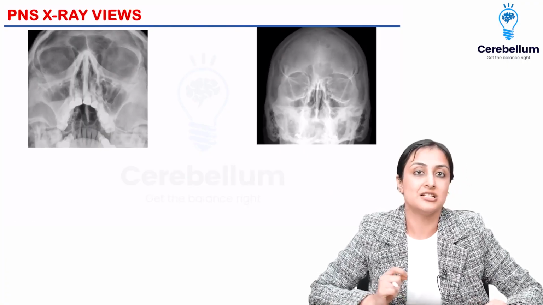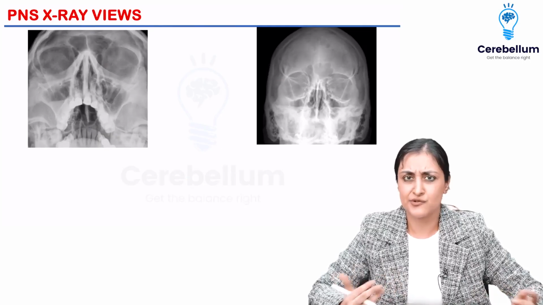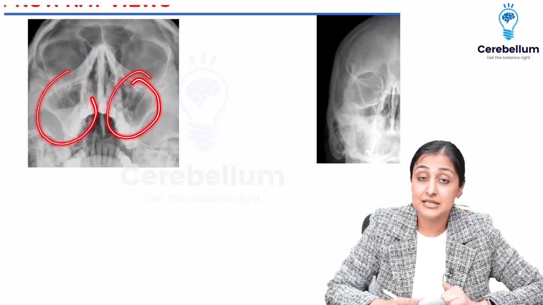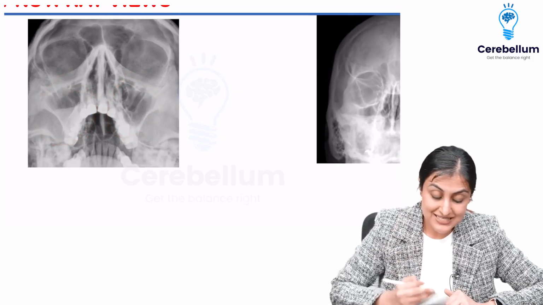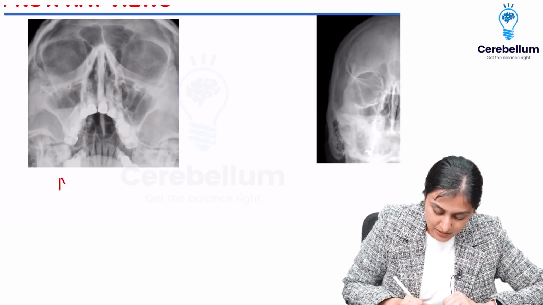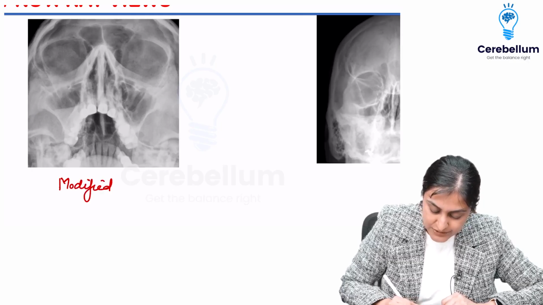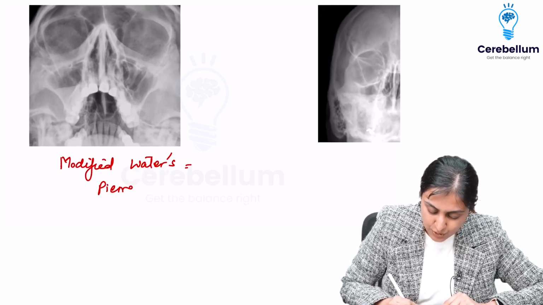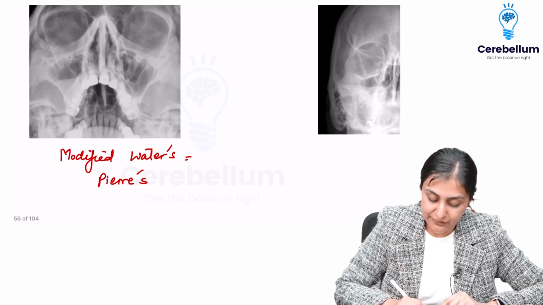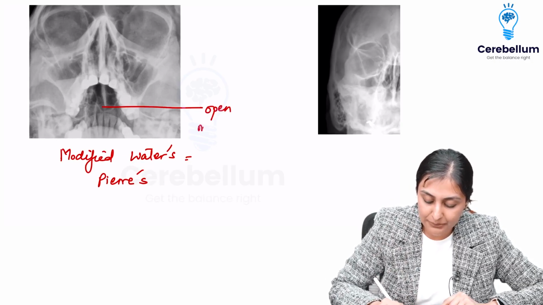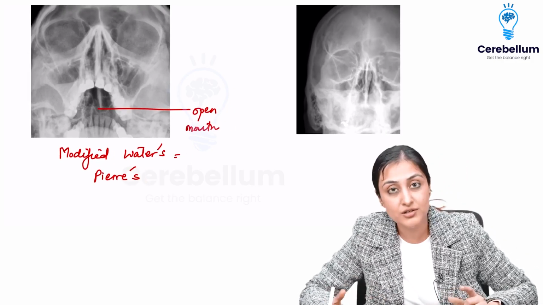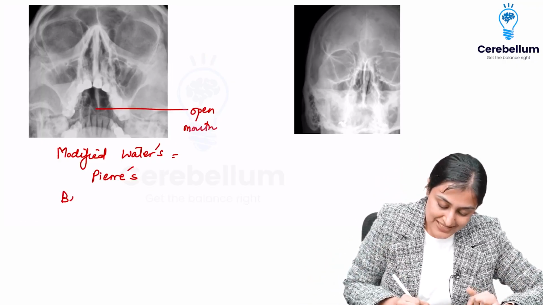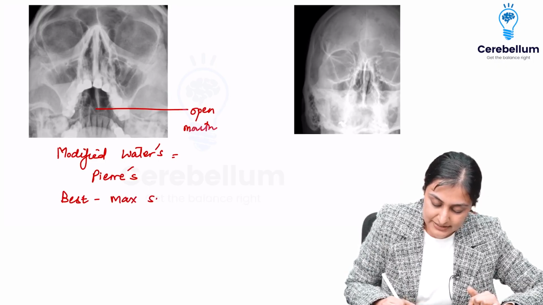Talking about paranasal sinus x-rays, just the names, they've been asking this a lot. So what is this here? When you see the maxillary sinuses, right? This is the best x-ray for maxillary sinus. This is a modified Waters view. Why am I calling it modified Waters? This is also called the Pierce view. The modification is that now we do an open mouth. So this is an open mouth Waters, also called modified Waters, also called Pierce view, which is the best for visualizing maxillary sinus.